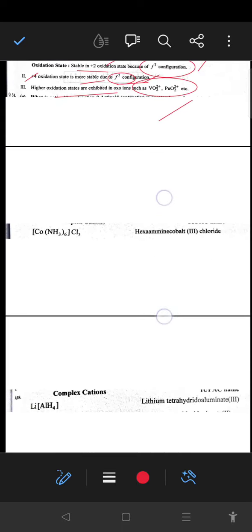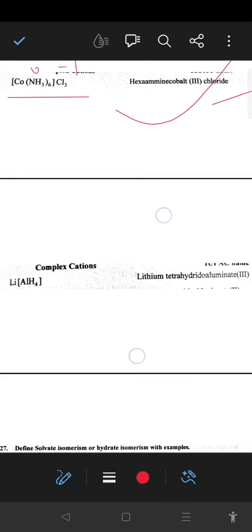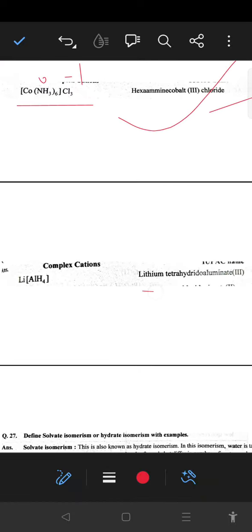So next, write the IUPAC name of the molecule. So this is the molecule [Co(NH3)6]Cl3. So the name is hexaamminecobalt, the oxidation state: ammonia is 0, Cl3 is -1, so 3 comes, and chloride comes. Second, that is lithium aluminum hydride. So that is lithium tetrahydridoaluminate, with a +3 oxidation state.